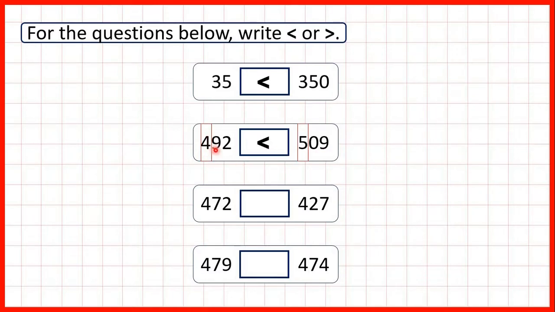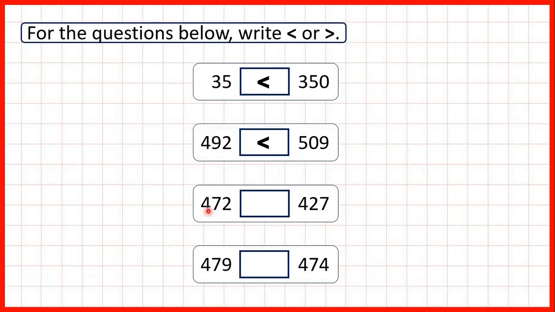Now it doesn't matter that this number has 9 tens and this number doesn't have any, because tens are smaller than hundreds. We need 10 tens just to make one more hundred. So when we're comparing numbers, we need to start by comparing the larger place values first.